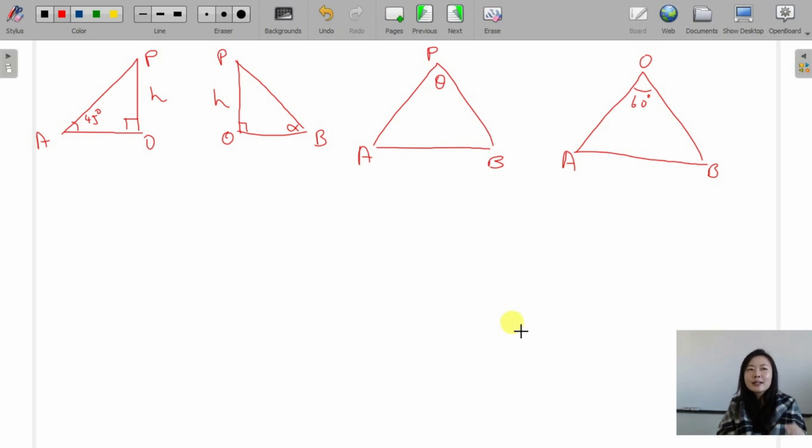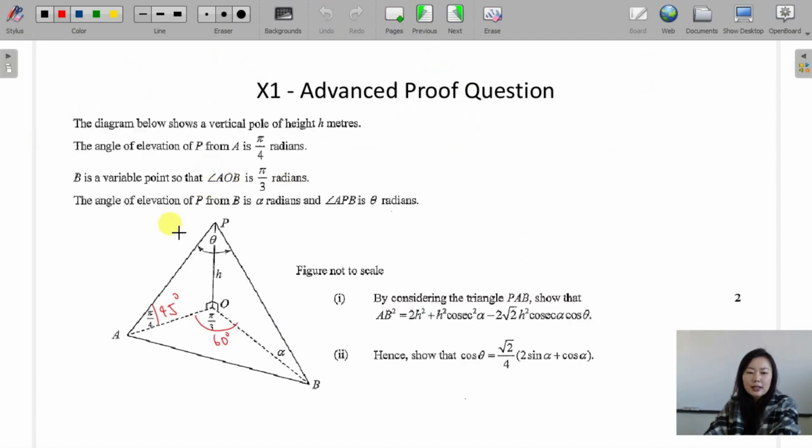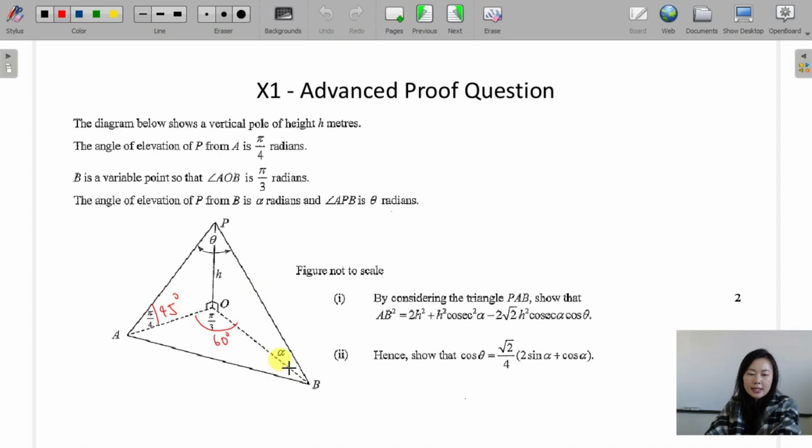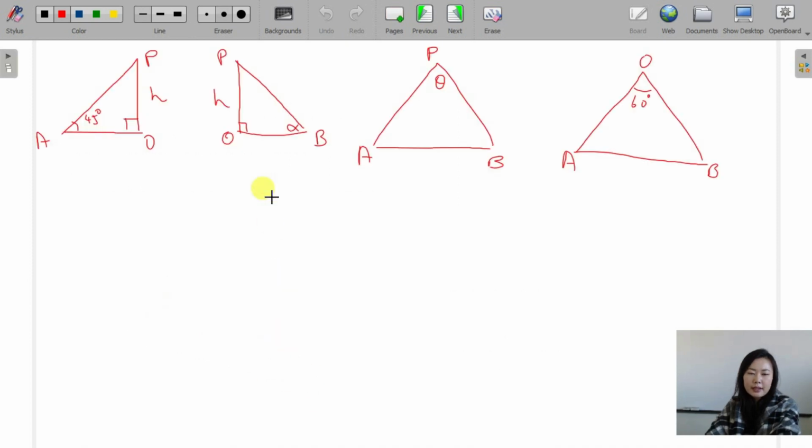So when you see it, you think, okay, I need to split out these 2D triangles like what I'm doing, and then just focus on the 2D triangles, which you can wrap your head around. Let me link the triangles for you so you're not wondering what these triangles are for. The first one, 45 degrees, AOP. This is the alpha angle, POB.